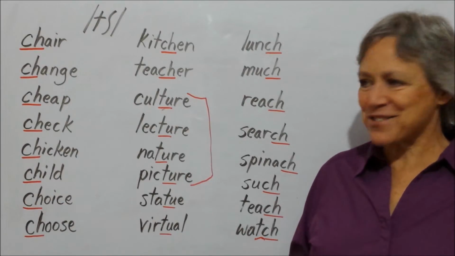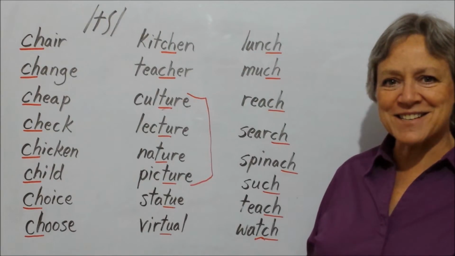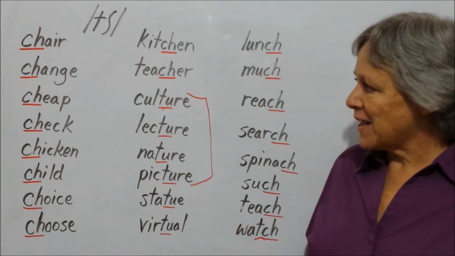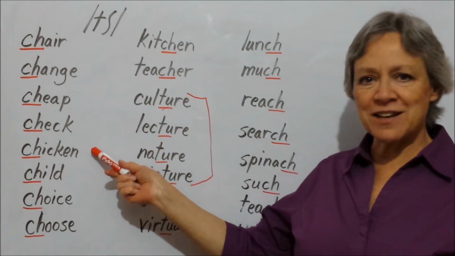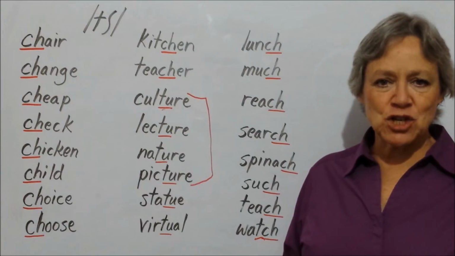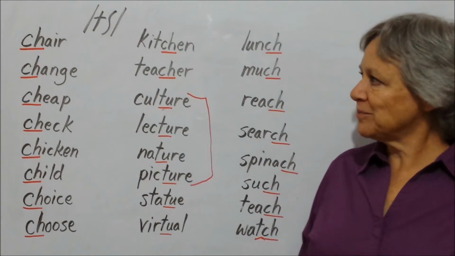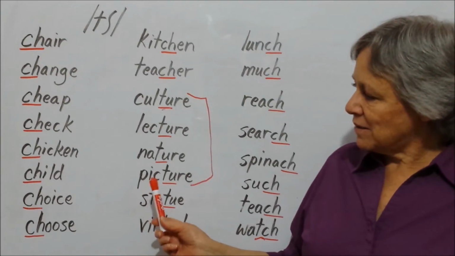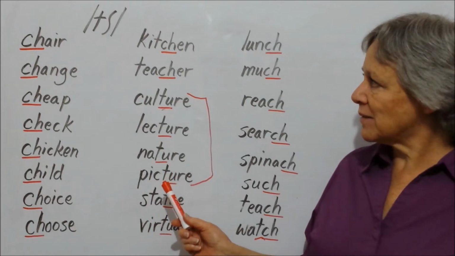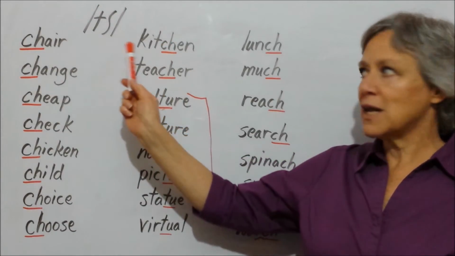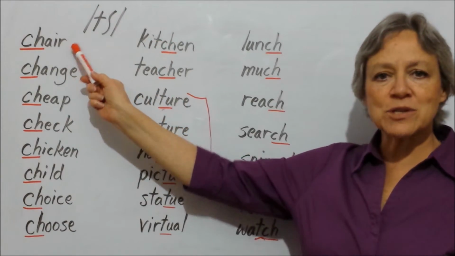Would you like to practice a few phrases or sentences? Let's try that, okay? I bought some cheap chicken at the store. Can you repeat that? I bought some cheap chicken at the store. Okay. The kitchen chair was comfortable. The kitchen chair was comfortable.